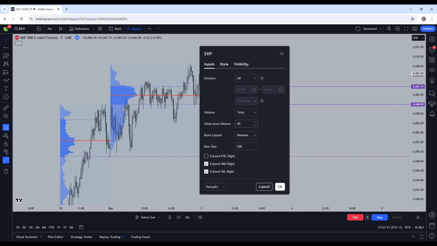I've seen traders do 20%. I've seen traders do like 65 or 62, but 40% has been what I've backtested in the past and what I've been using this whole time. So that's what we're going to use.